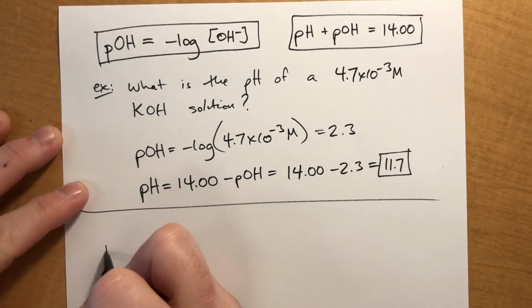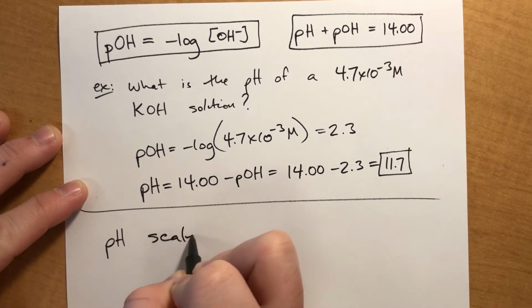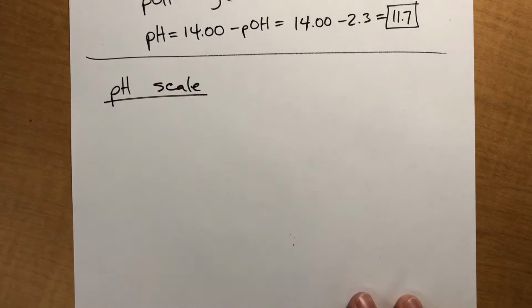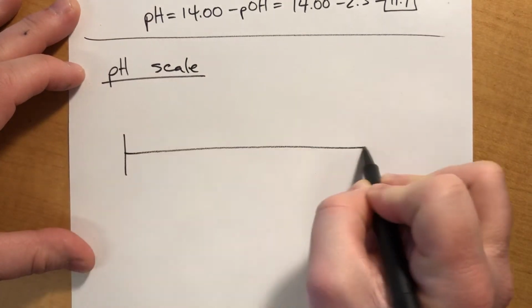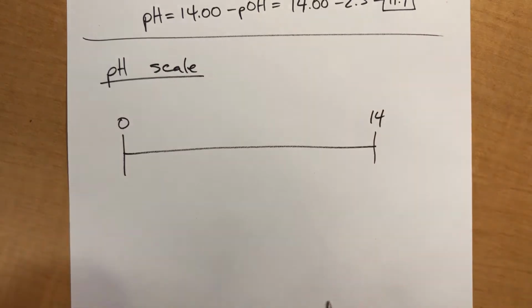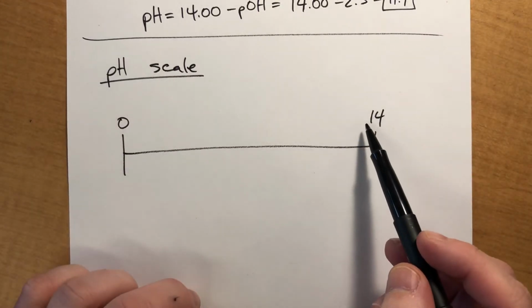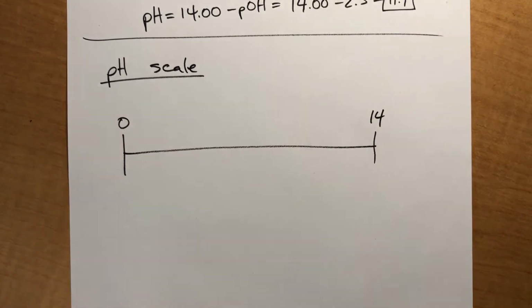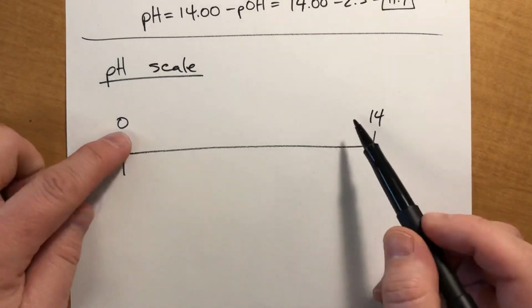Okay, so let's talk about the pH scale. I'm not going to go into horrifying, excruciating detail, but I at least want to mention this. So typically, the way the pH scale runs is it runs from 0 to 14. I will tell you that it is possible to get pHs above 14 and below 0. But 99% of the time, you're going to be in this range.